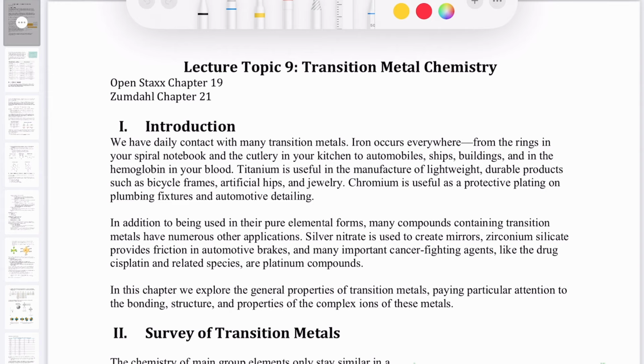Okay, so we're going to get into the topic of transition metal chemistry. This is a fairly short chapter. We really just want to talk about some features of transition metal ions, and then we'll talk about how these transition metal ions form complex ions with certain types of ligands.